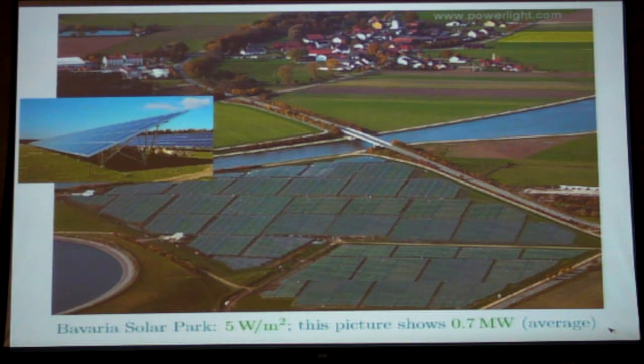This solar park in Bavaria, notice, does have gaps between the panels where the sun shines through. That's to avoid them shading each other at the extremes of the day. And now the average power per unit area has gone down. The power per unit land area is 5 watts per square metre. So this is twice as good as wind farms.